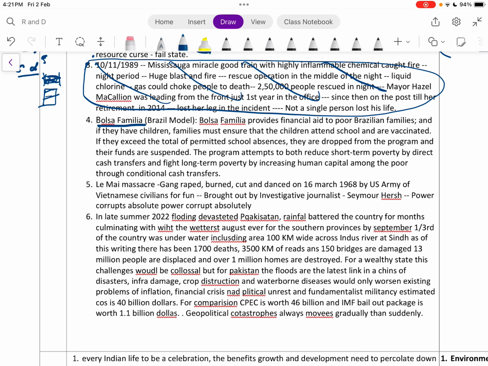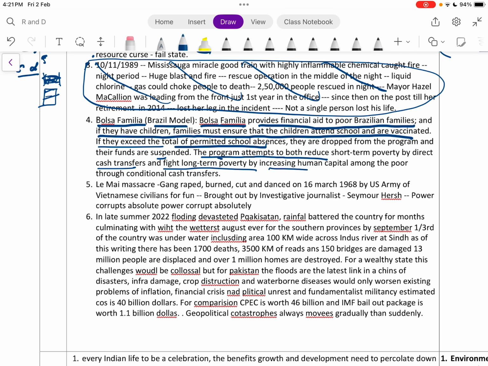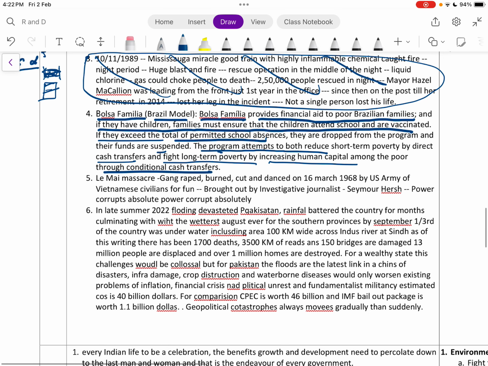Bolsa Familia, it's a Brazil model. Bolsa Familia provides financial aid to poor Brazilian families, and if they have children, families must ensure that the children attend school and are vaccinated. If they exceed the total of permitted school absences, they are dropped from the program and their funds are suspended. The program attempts to both reduce short-term poverty by direct cash transfer and fight long-term poverty by increasing human capital among the poor through conditional cash transfer. So Bolsa Familia is a very good thing. It's like a midday meal.